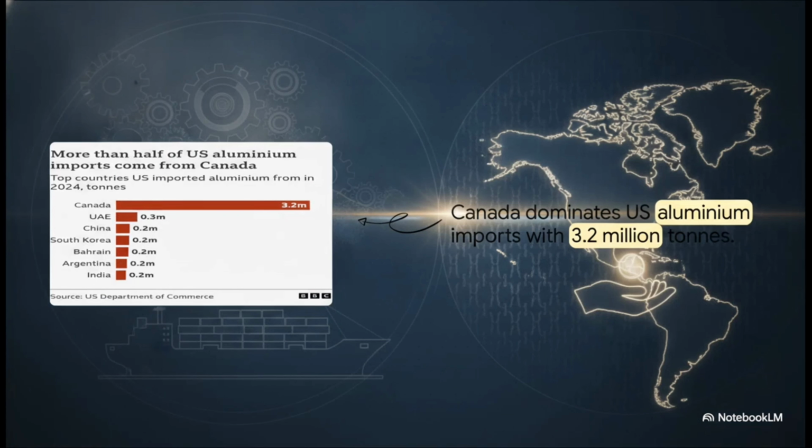The leverage just continues when we talk about aluminum imports. Once again, Canada dominates, providing 3.2 million tons. That represents more than half of all US aluminum imports. When a nation aims for economic dominance, exactly as the new imperialism theory suggests, targeting these massive, vital trade relationships is for sure the most effective way to exert pressure and force geopolitical concessions.